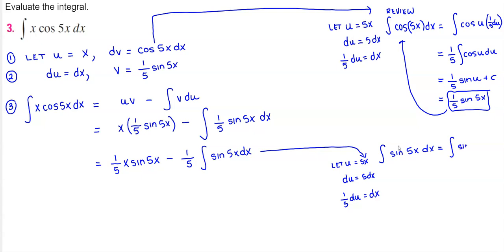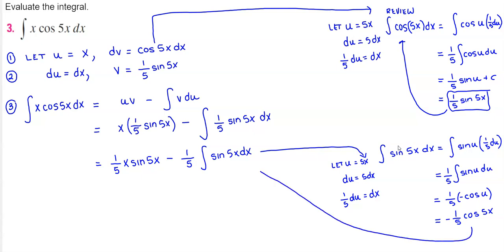So we have the sine of u times 1/5 du, and so factoring out the 1/5, we then integrate the sine of u du. Well, the antiderivative of the sine of u is negative cosine of u. And so therefore we factor out the negative sign, so we have negative 1/5 times the cosine of u, which is 5x.